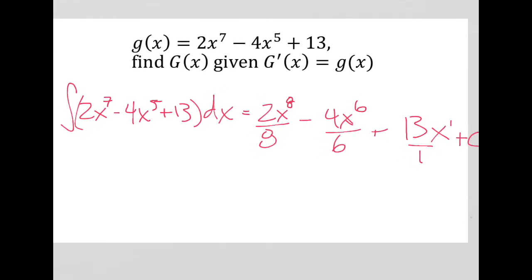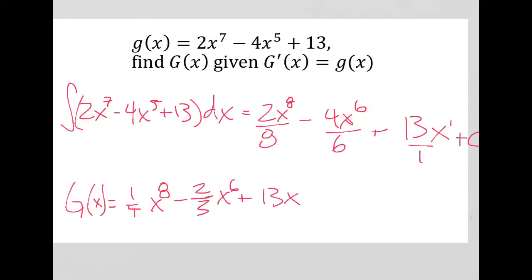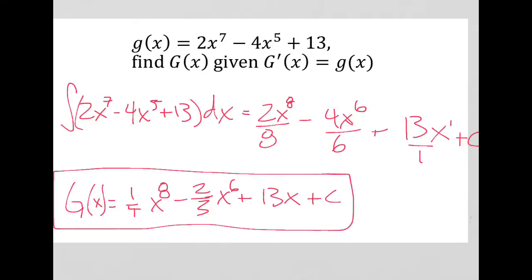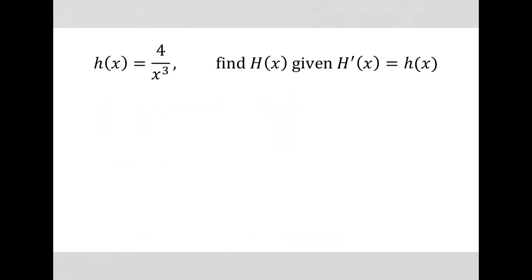So let's simplify this down to get our big G of x function, which is going to be 2 over 8 is 1/4. So we're going to get 1/4 x to the 8th minus 4 over 6 is 2/3 x to the 6th plus 13x plus c is the indefinite integral of that little g of x function that we started with.